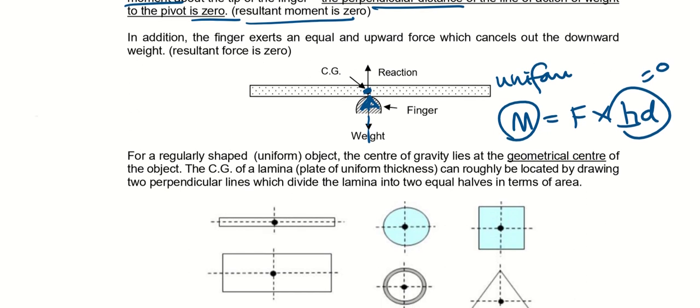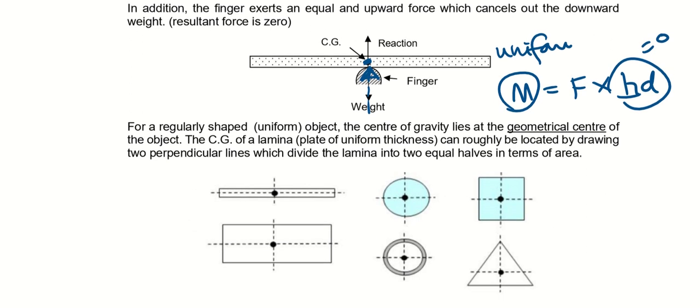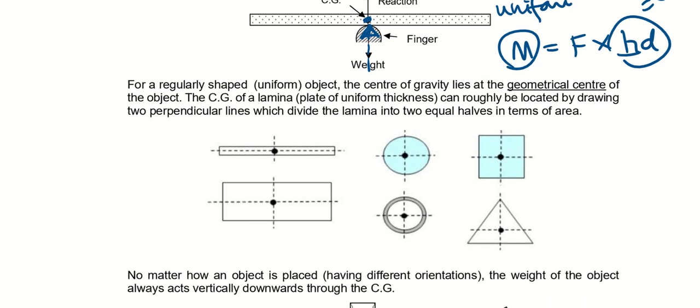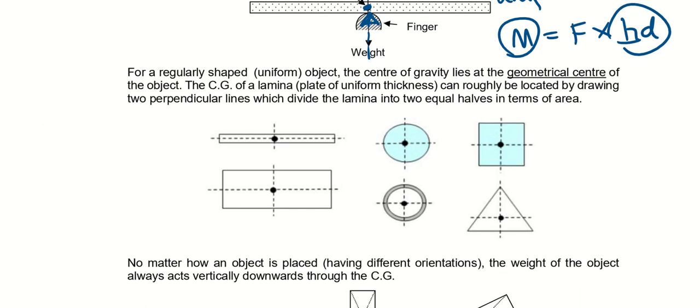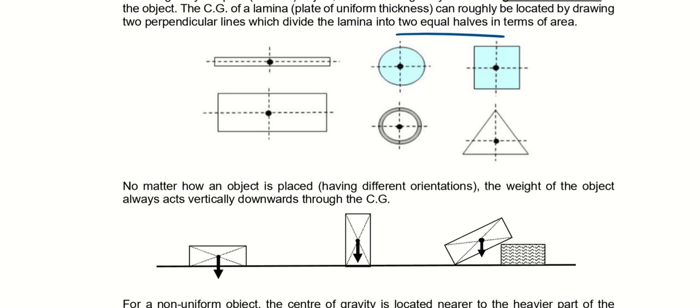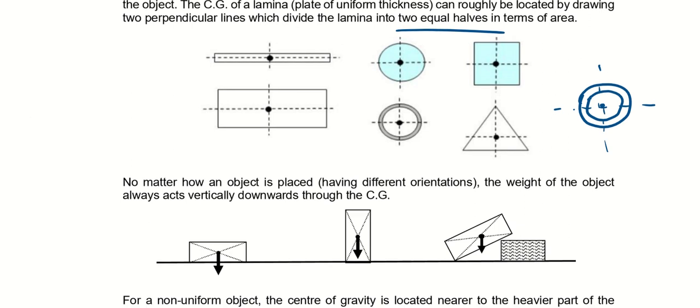Okay, for a regularly shaped uniform object, the center of gravity lies at the geometrical center, right? So you can actually locate it by drawing two perpendicular lines which divide the shape into two equal halves. Okay, for a ring, the CG will still be in the center even though there's nothing in it. If I were to divide it into two equal halves, then you will find that the CG is in the center.